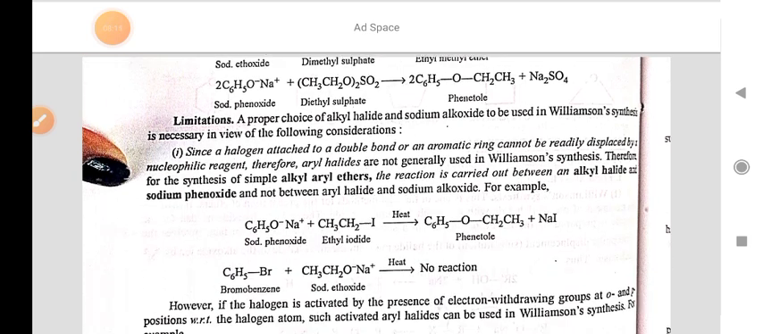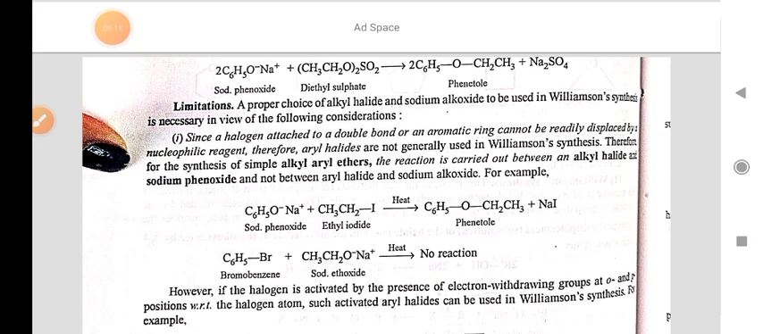Now, limitations. A proper choice of alkyl halide and sodium alkoxide to be used in Williamson synthesis is necessary in view of the following considerations. Since a halogen attached to a double bond or an aromatic ring cannot be readily displaced by a nucleophilic reagent, aryl halides are not generally used in Williamson synthesis. Therefore, for the synthesis of simple alkyl aryl ethers, the reaction is carried out between an alkyl halide and sodium phenoxide and not between an aryl halide and sodium alkoxide.